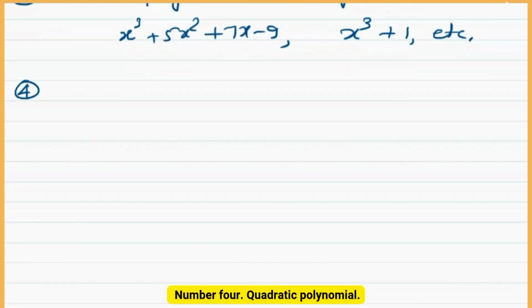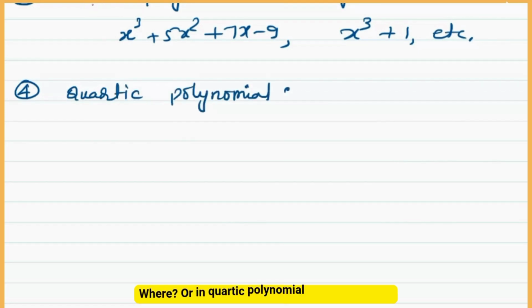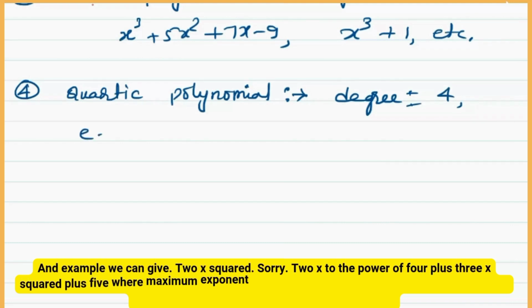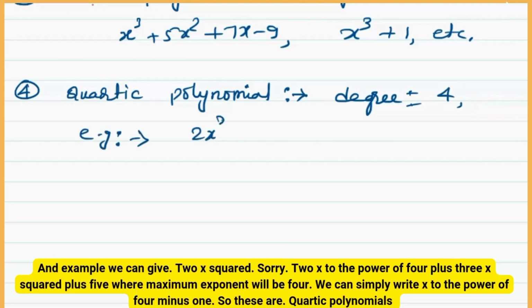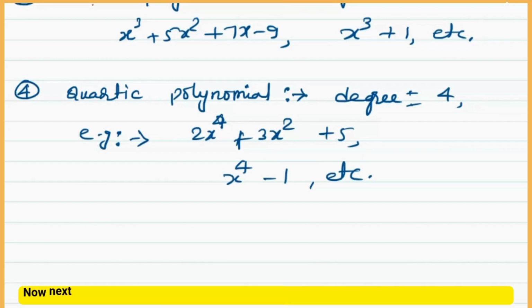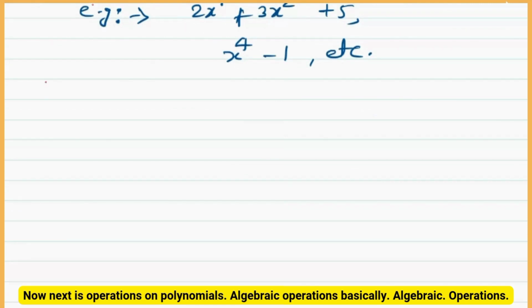Number 4, quartic polynomial, where the degree is 4. An example we can give is 2x to the power 4 plus 3x square plus 5, where the maximum exponent is 4. We can simply write x to the power 4 minus 1. So these are quartic polynomials. For degrees higher than 4, we simply call them by the number of degrees, like a polynomial with degree 10, a polynomial with degree 6, like that.